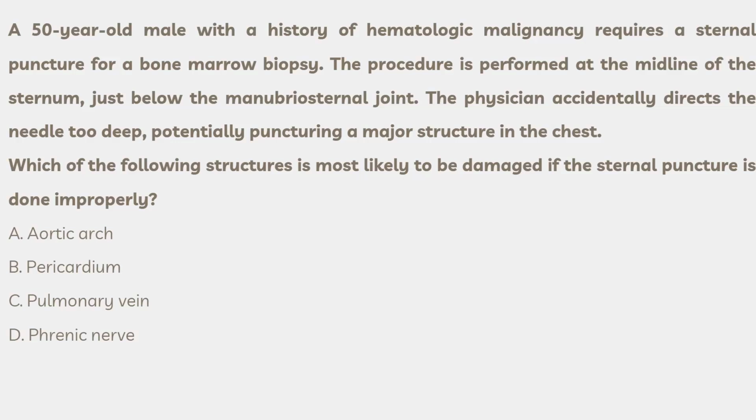Yeah, you are right. It is indeed A, the aortic arch. There is one more structure that is prone to damage. Do you guys know what other structure is prone to damage when a sternal puncture is done improperly? Yes, you are right. It is the brachiocephalic vein, the left one.